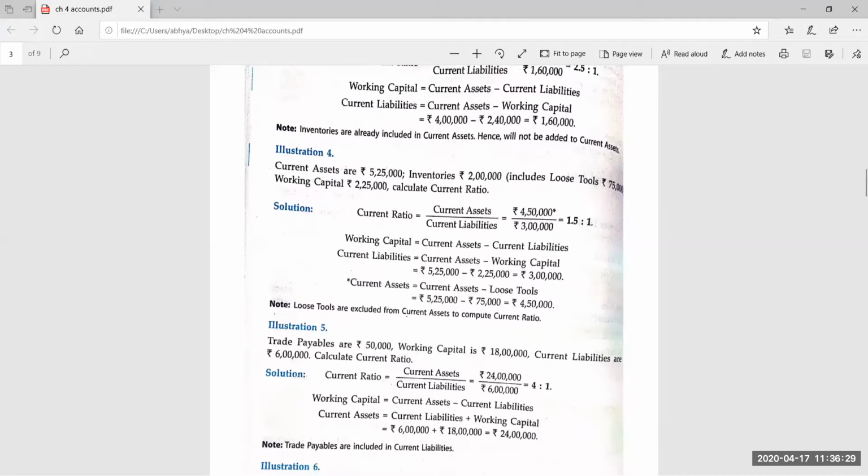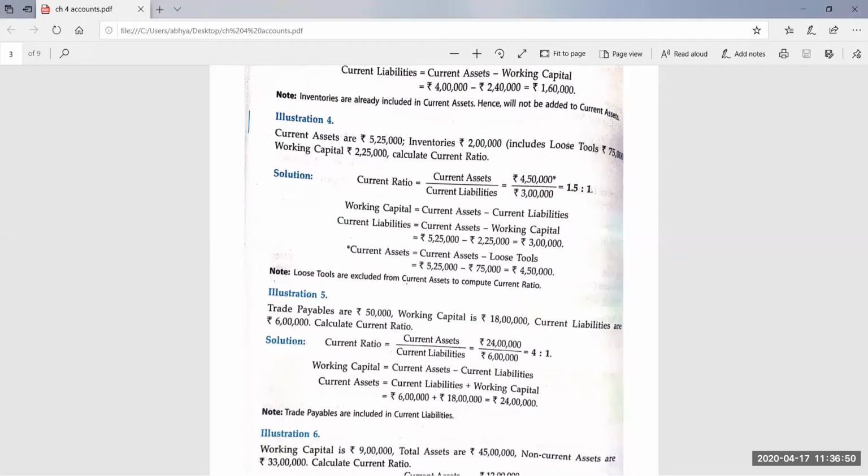So working capital is current assets minus current liability. We all know current liability is given, plus working capital, by interchanging the sides the current assets are equal to 24 lakh. Now putting the values, the answer is 4 is to 1. Now next question.